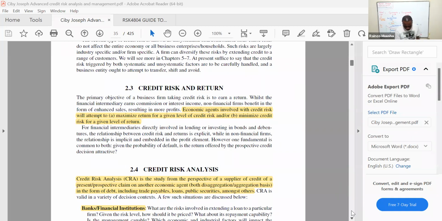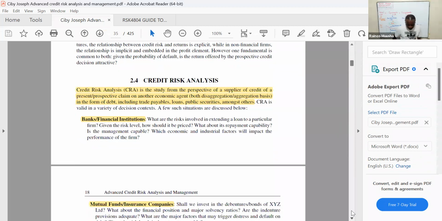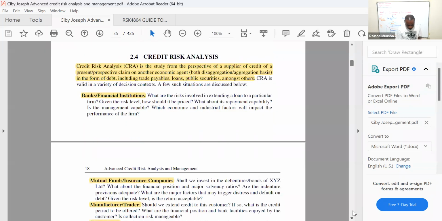Moving on to 2.4, they look at credit risk analysis. Under this section, they say credit risk analysis is the study, from the perspective of the supplier of credit, of a present or prospective claim on another economic agent in the form of debt, including trade payables, loans, public securities, amongst others.